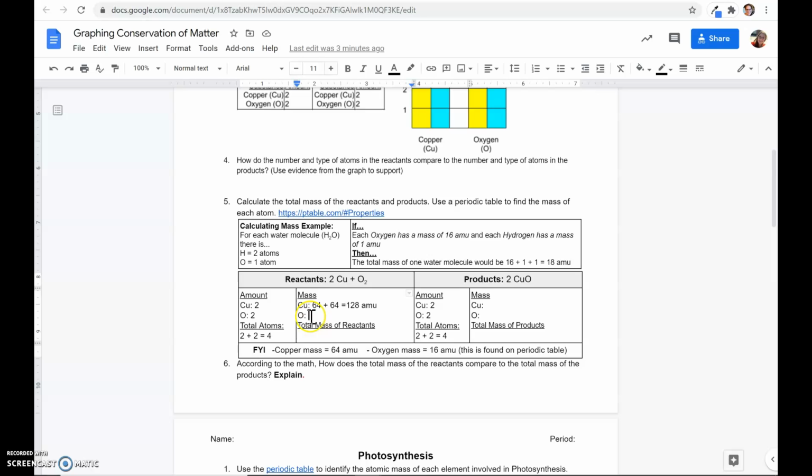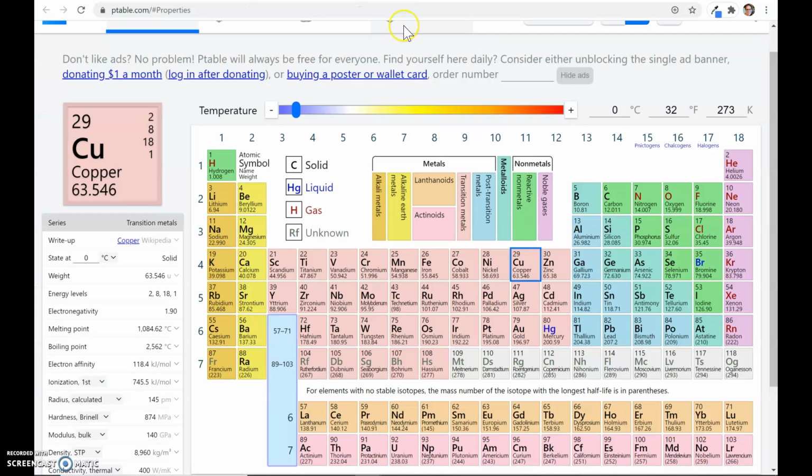Now we're going to do oxygens, okay? So how much does an oxygen atom weigh? We're going to go back to our periodic table. We're going to find oxygen, which is right here. We're going to see that's 15.99 is our mass there on the bottom. That rounds up to 16.